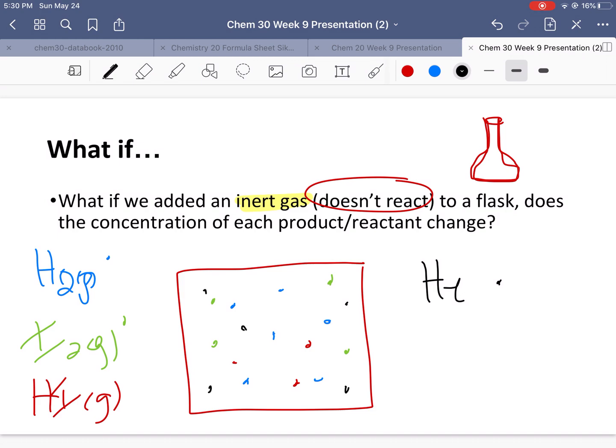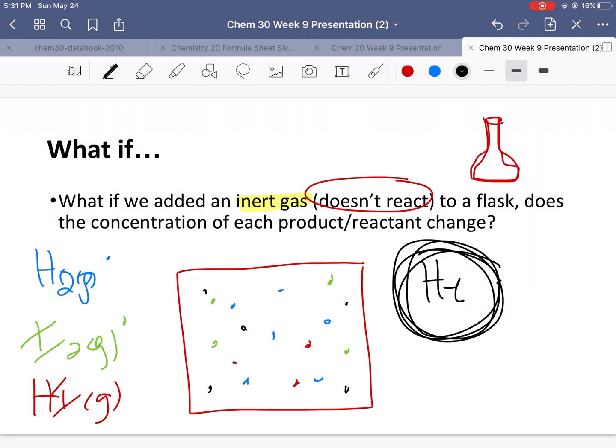Look what happened. I still have the exact same number of moles of hydrogen in the same volume. Hence, concentration is the same. I still have the exact same number of iodine moles in the same volume. Concentration is the same. Exact same number of hydrogen iodide moles in the same volume, concentration is the same. So even though I added an inert gas, which impacted the overall pressure because I had more particles pushing and forcing against each other in a closed space, it did not affect the equilibrium. It does not shift it.